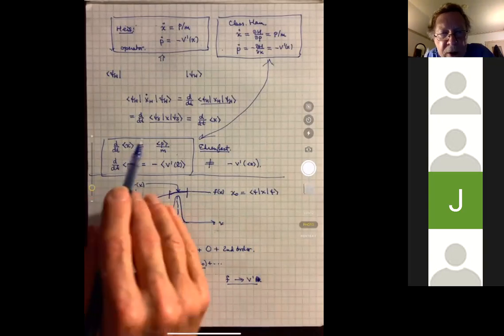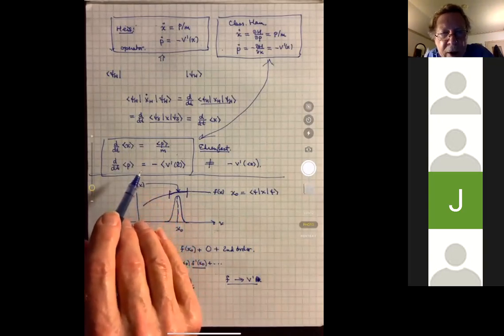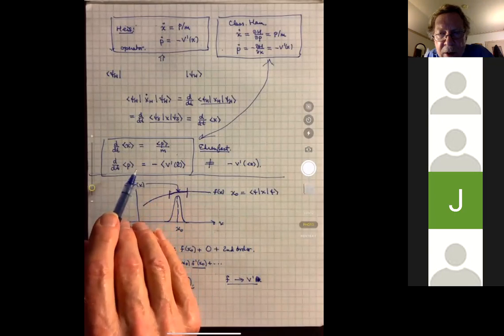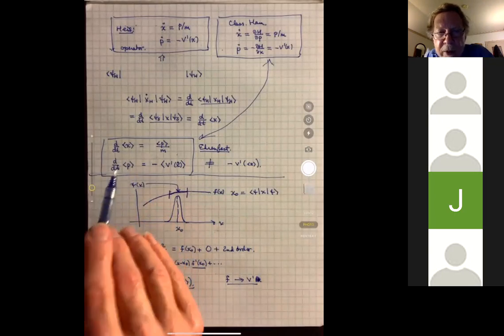Now this is important because this gives us a link between quantum mechanics and classical mechanics. It allows us to understand in some sense how the classical limit emerges from quantum mechanics. It's one reason I'm giving attention to this particular analysis.